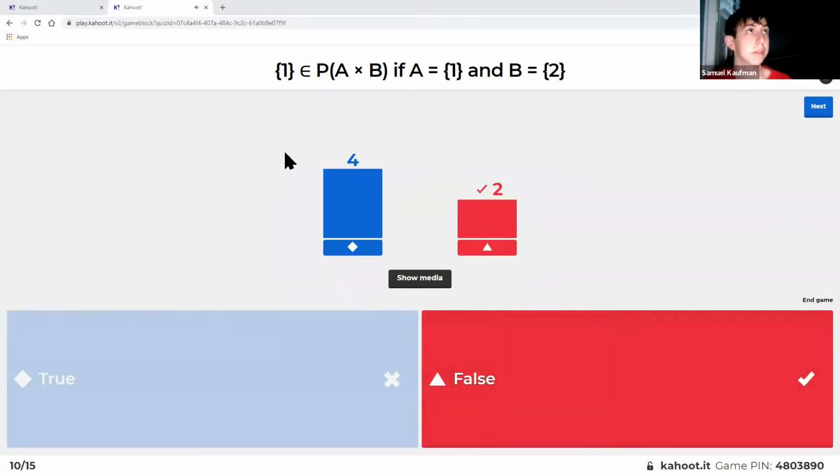Yeah, so it's going to be false. The Cartesian product of A and B is going to be only the ordered pair 1, 2. So that's going to look like this. Even though 1 is in the parentheses like this, it's not going to be a set on its own. So one is not an element of this power set.